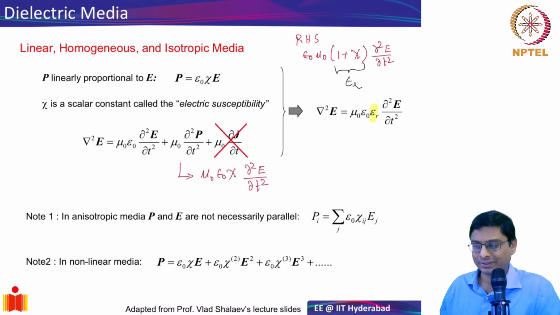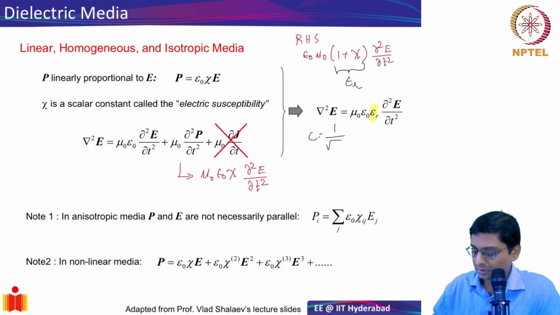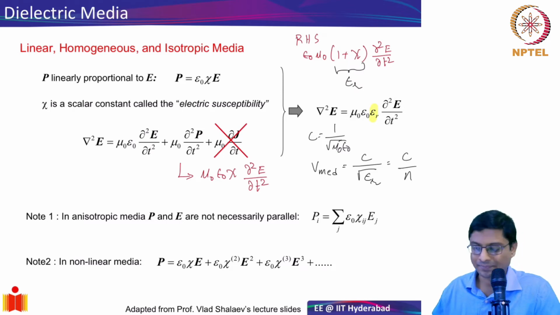So what does it imply? What does the presence of permittivity show us? We said the coefficient is related to the speed of the wave. In the previous case, the coefficient was 1 over mu naught epsilon naught. But if you have a wave in a dielectric medium, what happens? The velocity now is modified. It's no longer going to be c, but c divided by root of epsilon r. More commonly, this root of epsilon r is denoted by the refractive index n. So this is the refractive index.